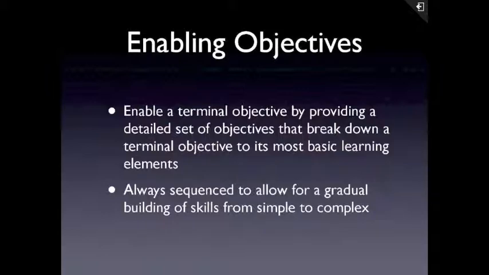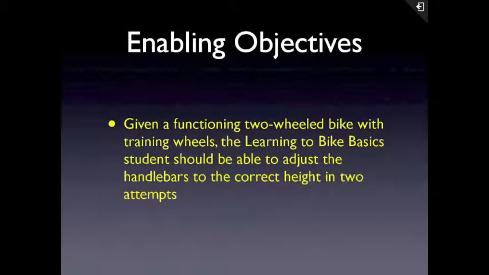Enabling objectives enable a terminal objective by providing a detailed set of objectives that break down a terminal objective to its most basic learning elements. So that might be almost like the steps of building a peanut butter sandwich. Enabling objectives are always sequenced to allow for a gradual building of skills from simple to complex. So here's an example of an enabling objective. Given a functioning two-wheeled bike with training wheels, the learning to bike basic student should be able to adjust the handlebars to the correct height in 2 attempts.